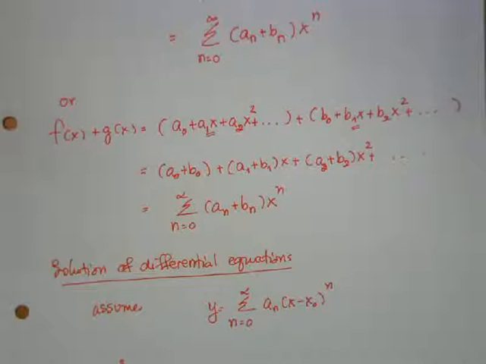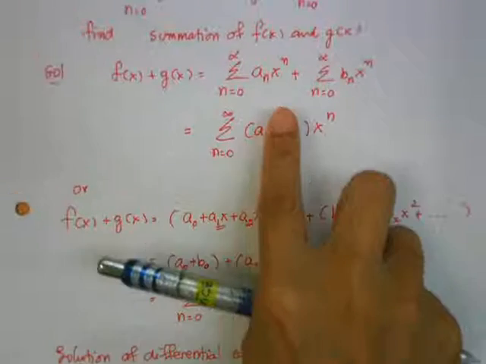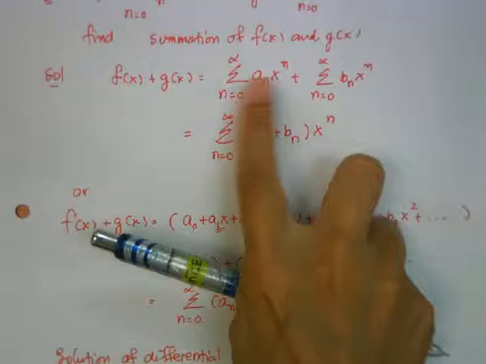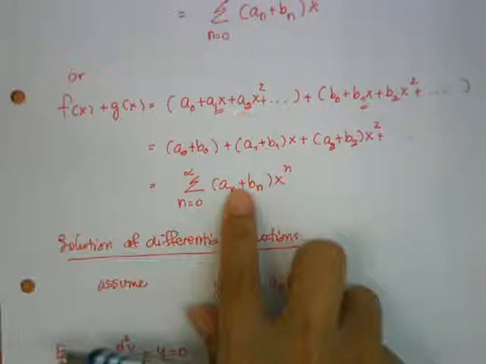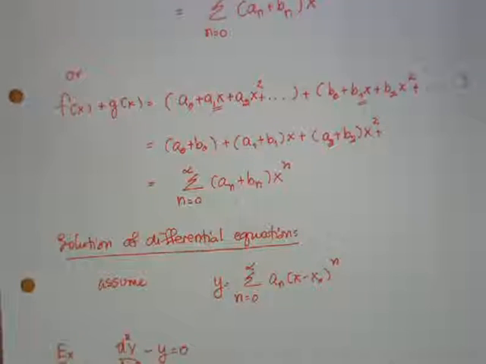So this is just to give you some idea of the summation of power series. If you cannot do this right away, what you can do is distribute each term, write it down like this, and then try to find the final form by yourself.